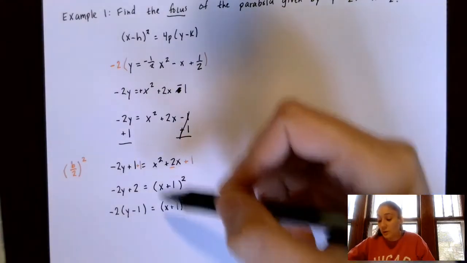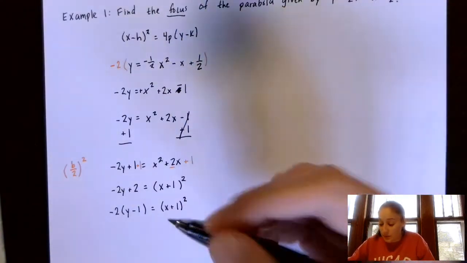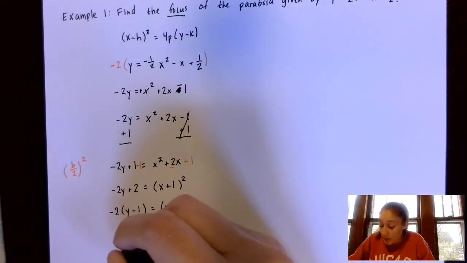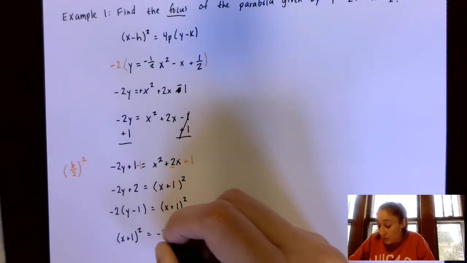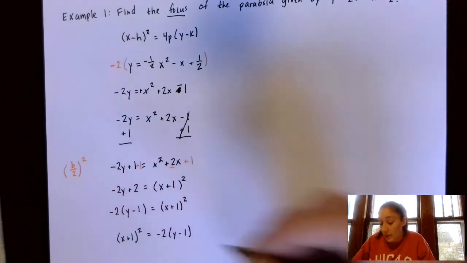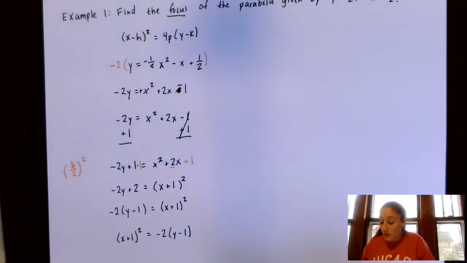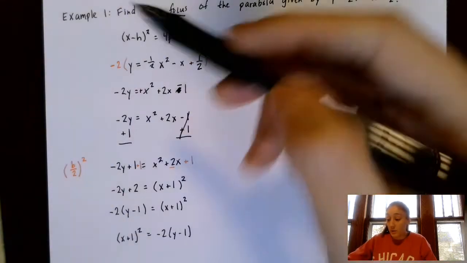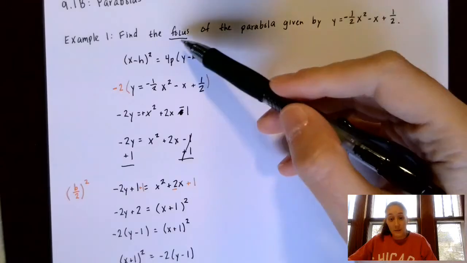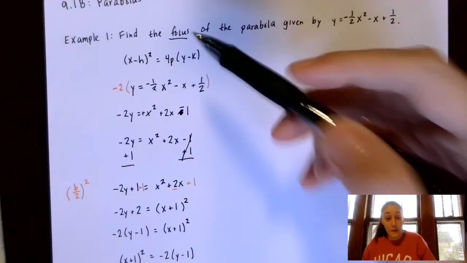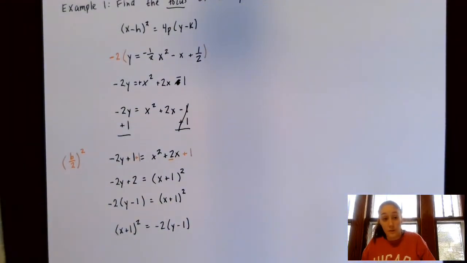So if you want it to look identical to this, you can just switch the two sides, right? So I'm going to have x plus 1 squared equals negative 2 times y minus 1. Alright, so the reason that this is really helpful is because now we can identify the vertex, but also the focus. Alright, and remember that that's what the question is asking. We're being asked to find the focus.